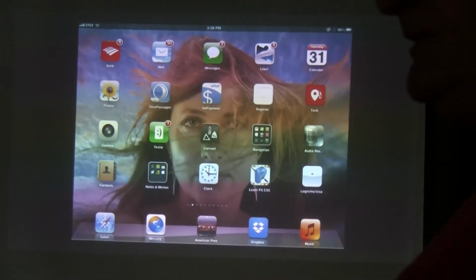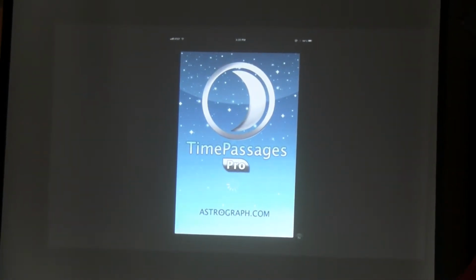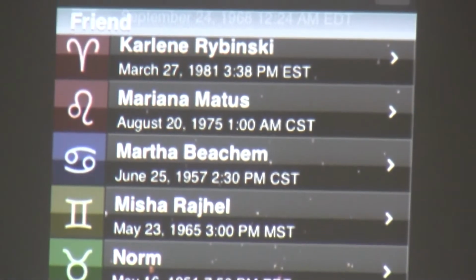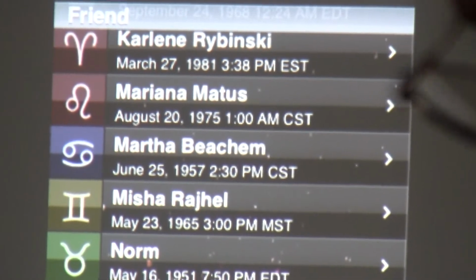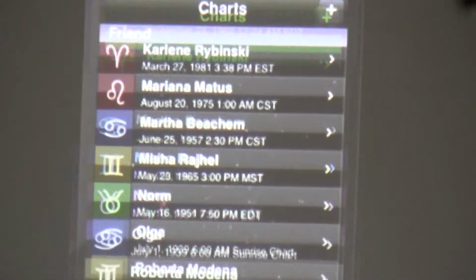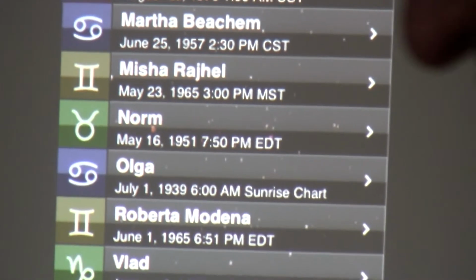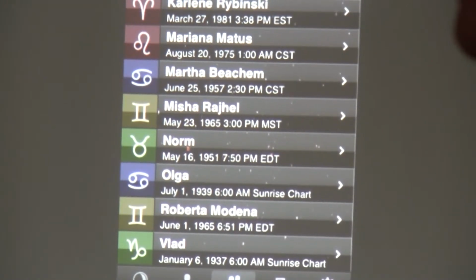Is there too much light coming behind us, do you think? Is it okay? So you just click on Time Passages. There it is. Okay, and this is going to look the same on your iPhone or on your iPad. They're the same. On an iPhone it might be small like this; for iPad, you can enlarge it two times. You can store all your friends and all the people you do charts on here too. It's always in there for you.